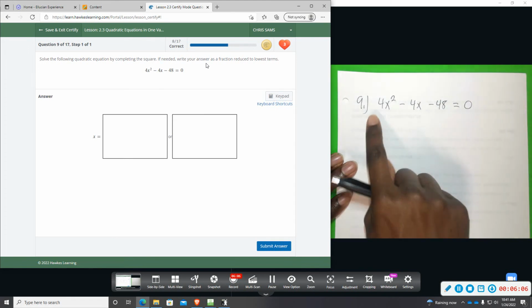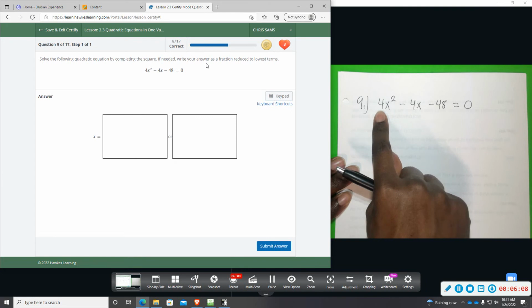Okay, so to complete the square, your leading term needs to be 1.